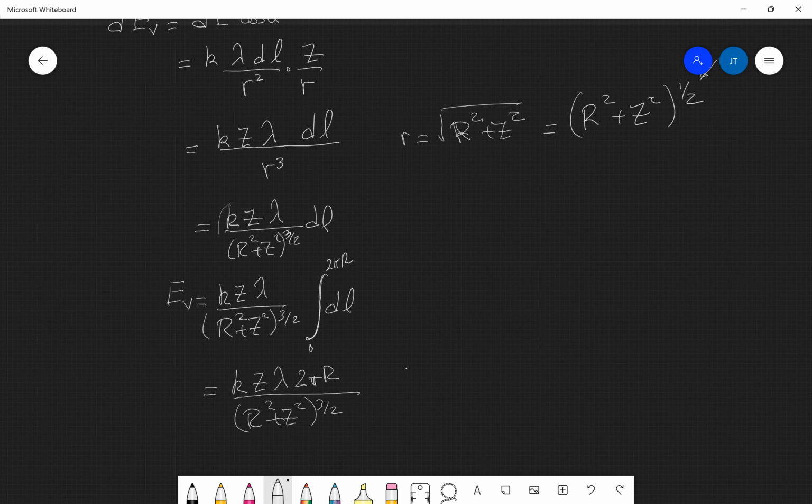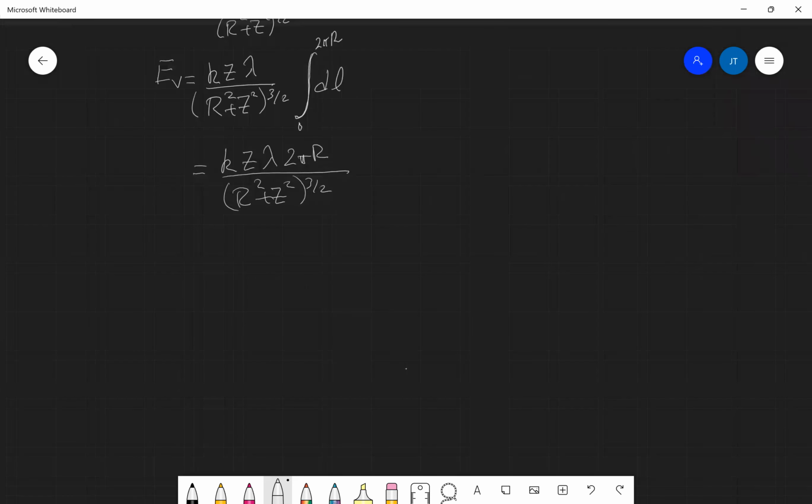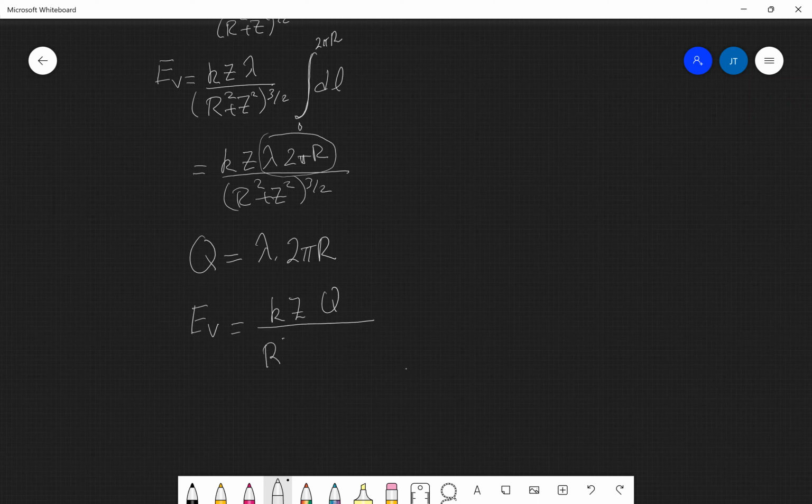And what is lambda times 2 pi r? Remember, the charge Q was uniformly distributed across the circumference of the ring. So Q is lambda times the circumference. So this here, lambda times 2 pi r, is Q. So basically E vertical is kzQ over (r squared plus z squared) to the 3/2 power. And again, this is in the z direction, vertically up.